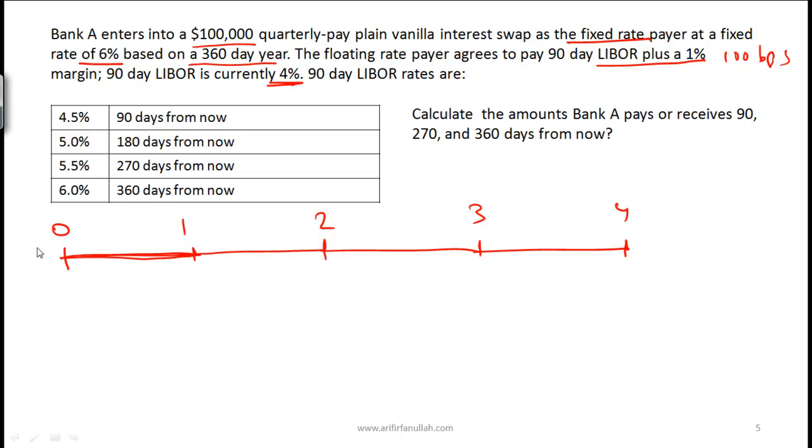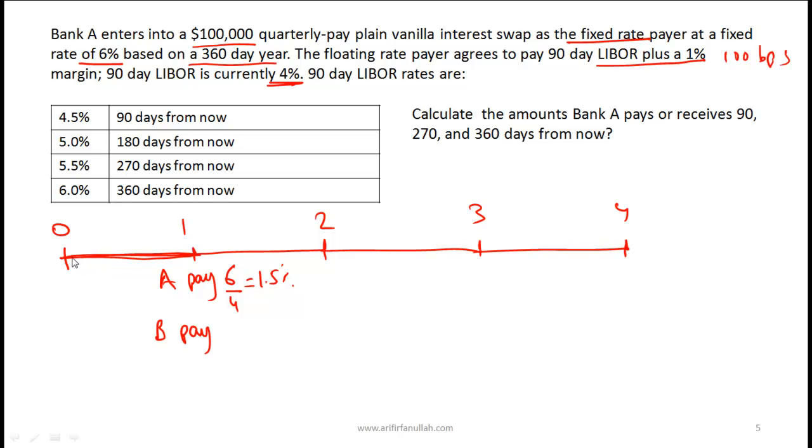Remember from before that we don't exchange any cash flows at time 0. So at time end of period 1, A is going to pay 6%. Now this is an annualized number. We need to bring this down to 1 quarter. So essentially A will pay 6% for the year, but this is for 1 quarter. So multiply by 90 over 360, which means 6 over 4, which means A is going to pay 1.5%. What about party B? Party B now, remember, is the floating rate payer.